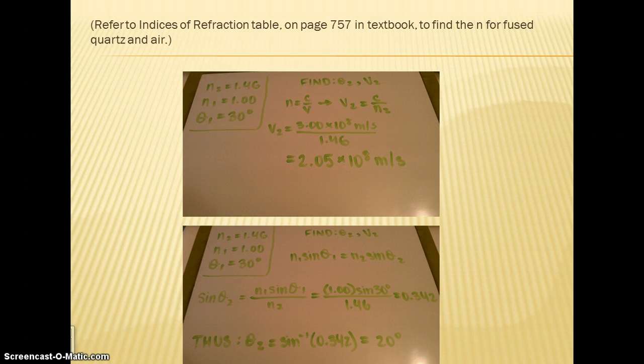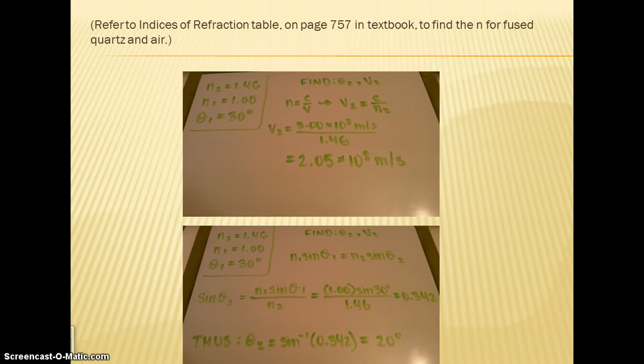Now, from N equals C over V, we have that the velocity is equal to C over N2. When we plug in our values, we get 3 times 10 to the 8th meters per second over 1.46, and we end up getting 2.04 times 10 to the 8th meters per second.